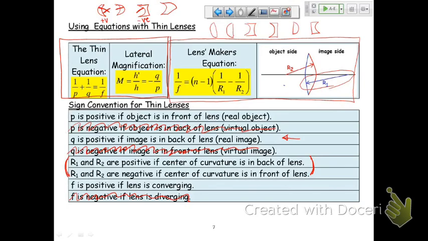And then you have 1 over f equals (n minus 1) times (1 over R1 minus 1 over R2). What do you think n is? Think about optics. What do we use n for? We gave it a special name earlier on. We said diamond had a particularly big n. Index of refraction, yes. So that's what n is. If I make it a diamond, then my n will be 2.4. If I make it out of water, then my index will be 1.33.